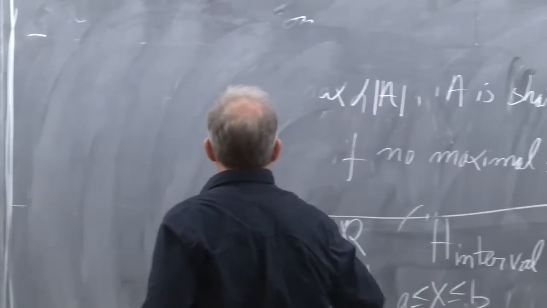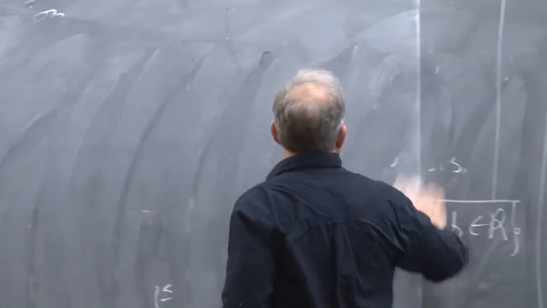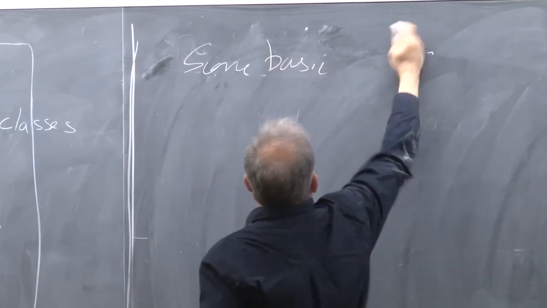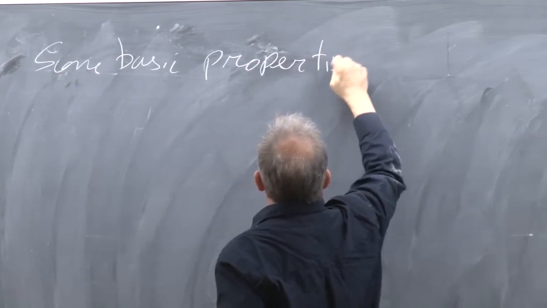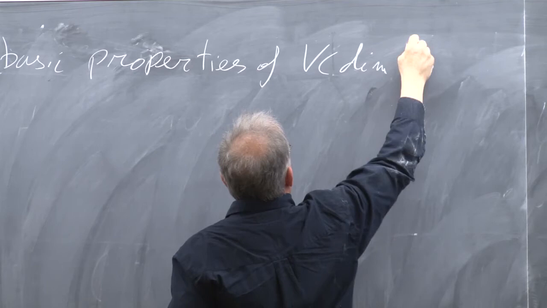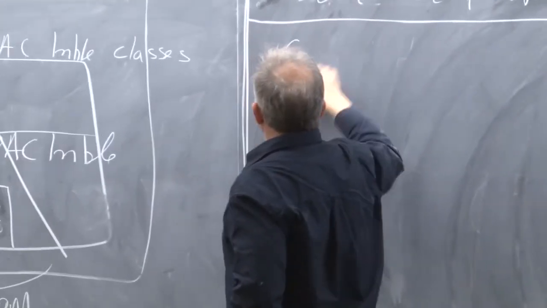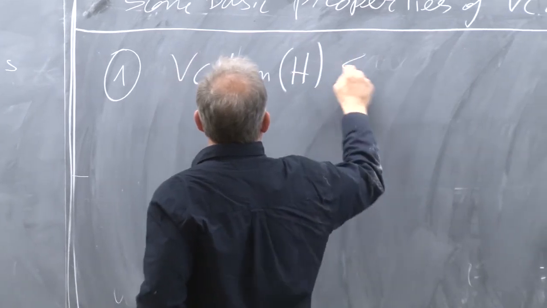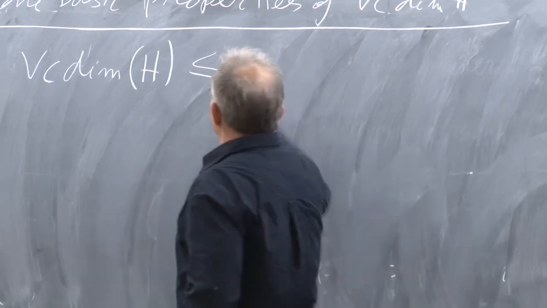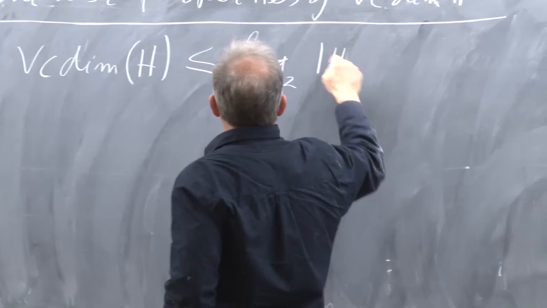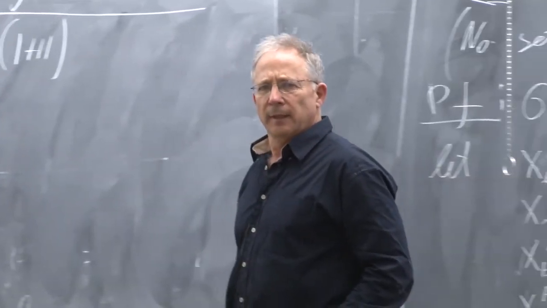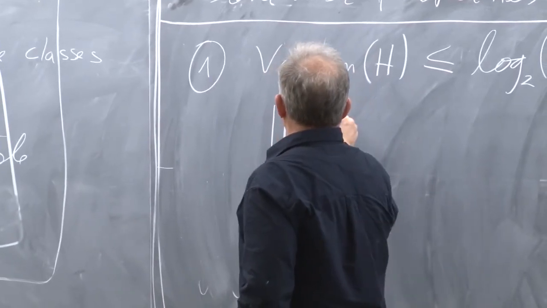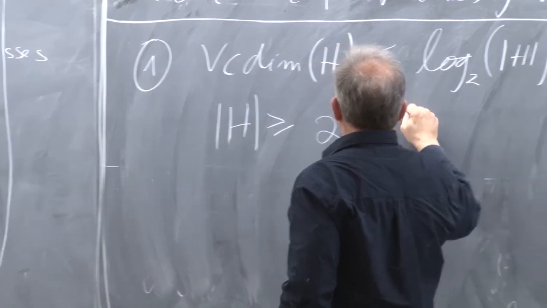And let me conclude this lecture with a few simple properties of the VC dimension. Some basic properties of the VC dimension of H. Property 1 is that the VC dimension of H is always at most log base 2 of the size of H. In other words, I can rewrite it. It is just like saying that the size of H should be at least 2 to the VC dim of H.